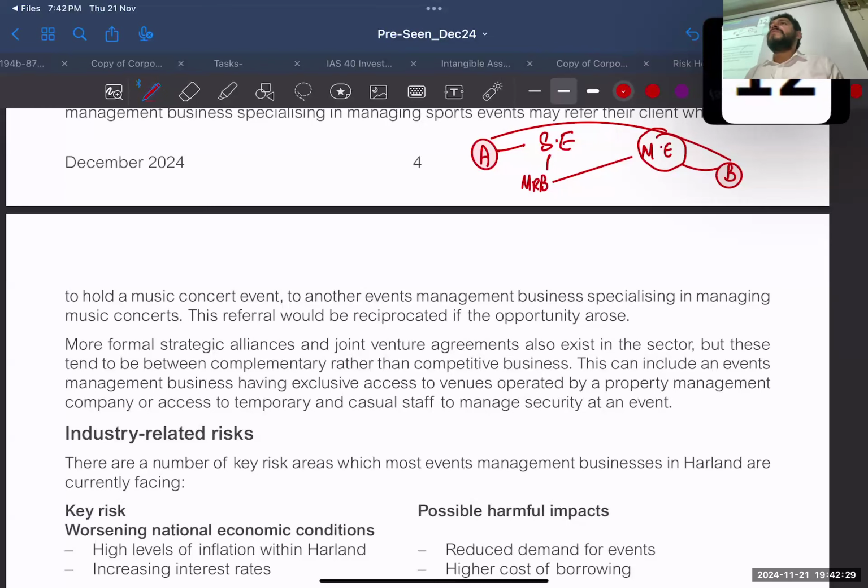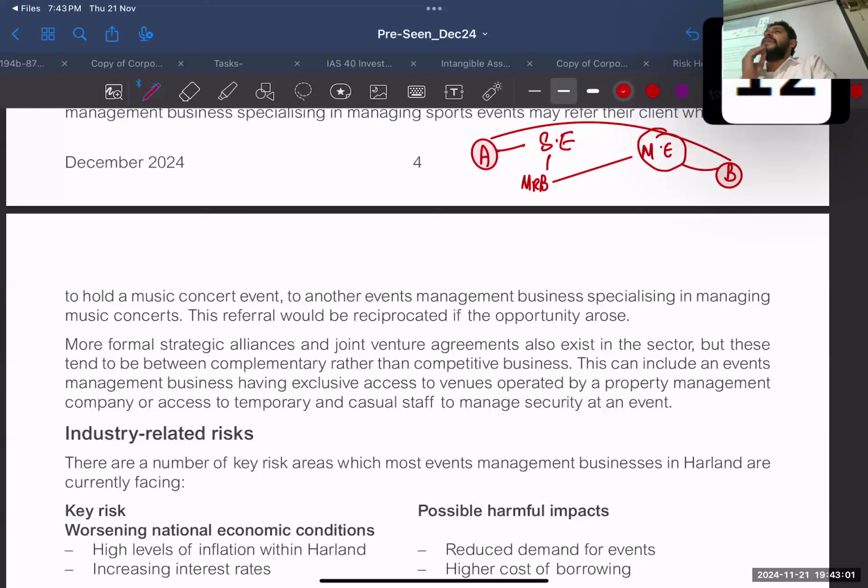In the industry norm, we call them consortium or cartel companies. To hold a music concert event, they refer to another event management business specializing in managing music concerts, and the referral would be reciprocated if the opportunity arises. So it is going to go vice versa. If there's a sports event to be conducted, then they are going to refer it to Mr. A. More formal strategic alliances and joint venture agreements also exist in this sector.